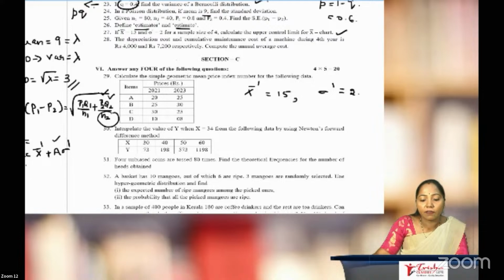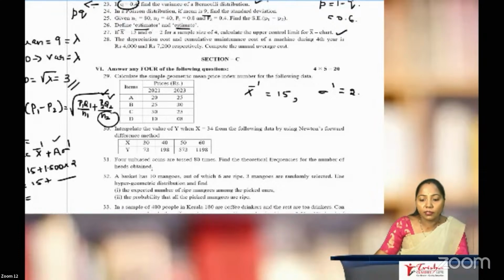X bar dash is given as 15, 1.500 into sigma dash, that is 2. So 15 plus the product. Okay, 15 plus the product, yes.